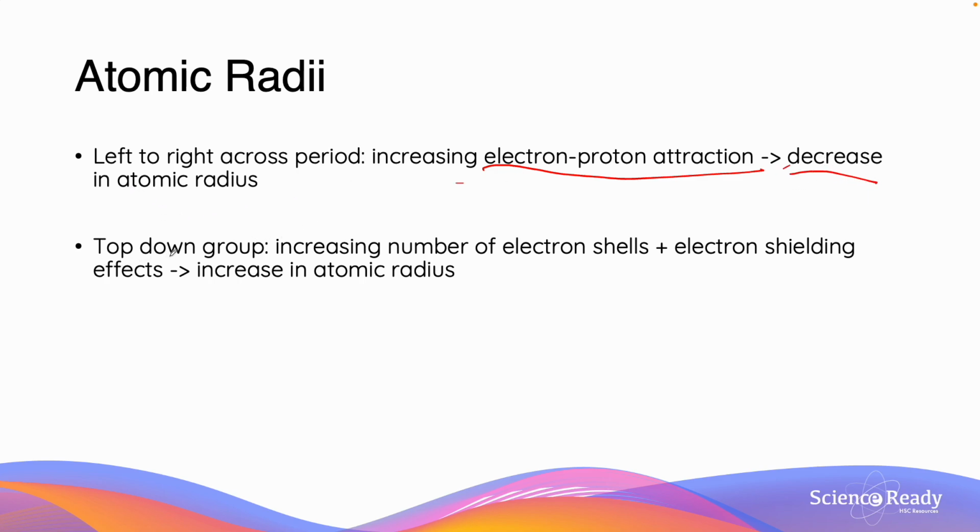As we move from the top of the group down, we are going to be increasing the number of electron shells. What results from this may seem counterintuitive because we're increasing the number of electrons, so it would make sense that the electrostatic attraction would increase to make it smaller. But actually this is not what occurs. We're introducing another shell and something called the electron shielding effect is going to occur. What really happens is the inner electrons are going to absorb the electrostatic attraction from the inside and repel the outer valence electrons. This is going to cause an increase in the atomic radius.